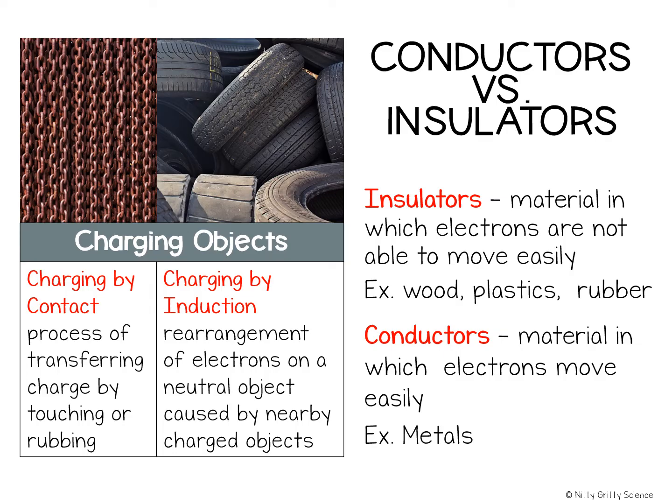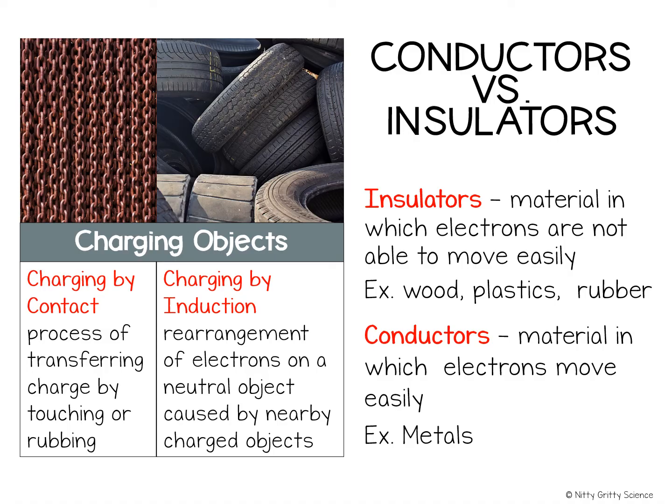Materials where electrons are not able to move easily are called insulators. Electrons are held tightly to atoms in insulators like plastic. Plastic coating around electric wires prevents a dangerous electric shock when you touch the wire. Other good insulators are wood, rubber, and glass.